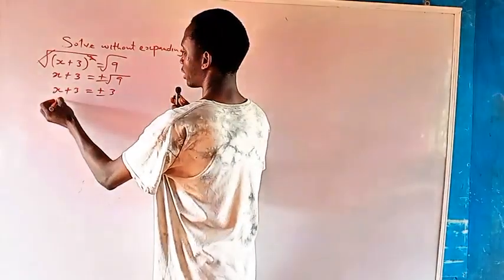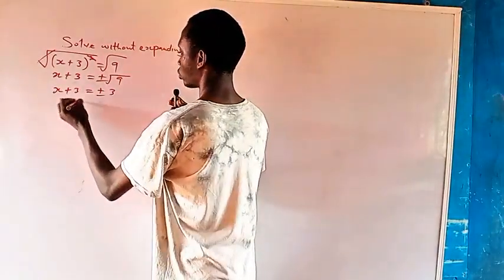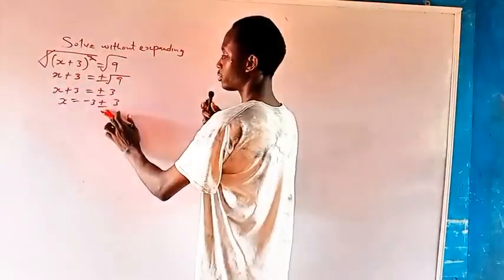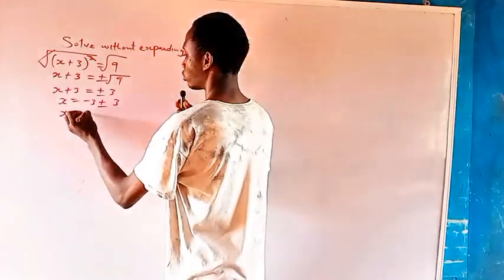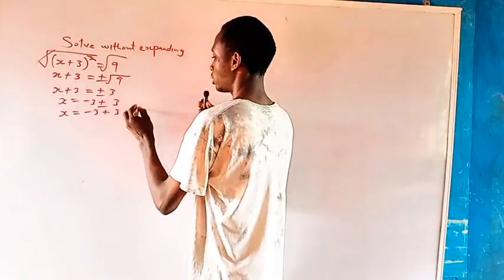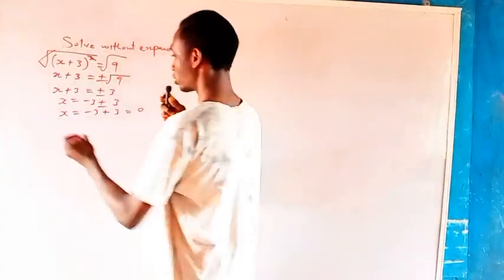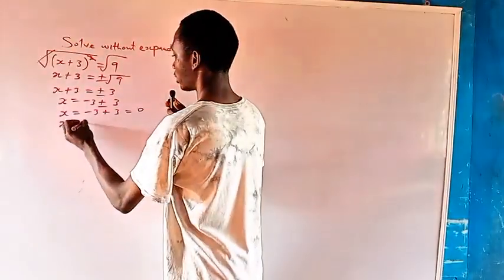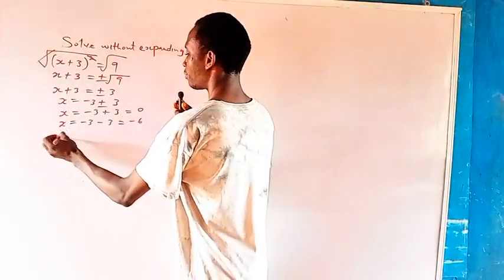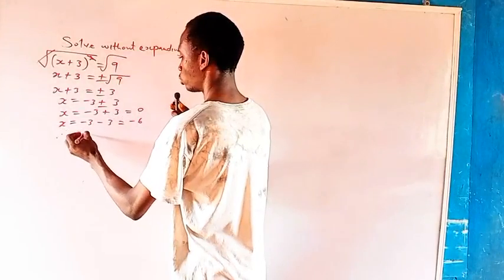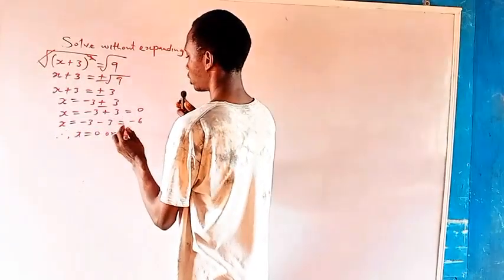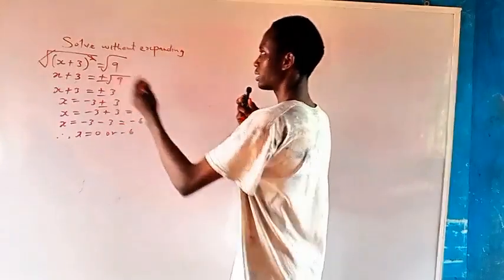If I collect the like terms, they become x = -3 ± 3. And then if the sign is positive, that shows that x = -3 + 3, which is equals to 0. And then if the sign is negative, that shows that I'm going to have x = -3 - 3, which is equals to -6. So therefore, the value of x equals to 0 or -6. 0 or -6.